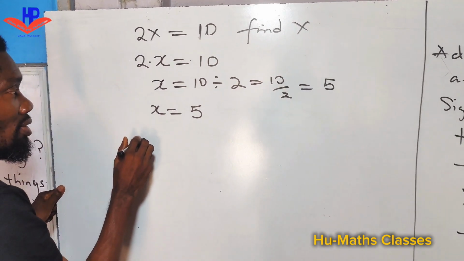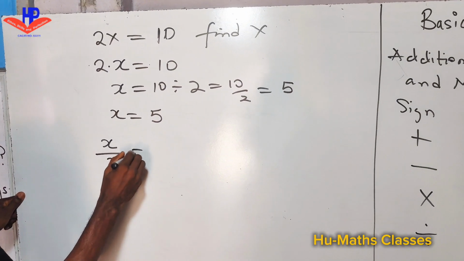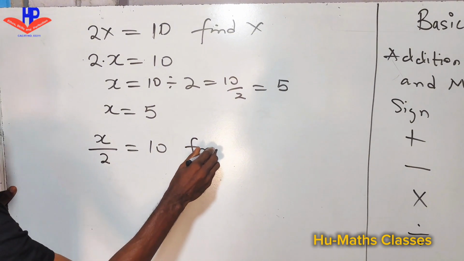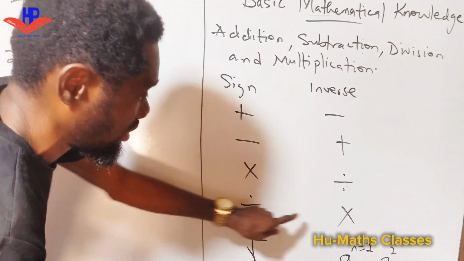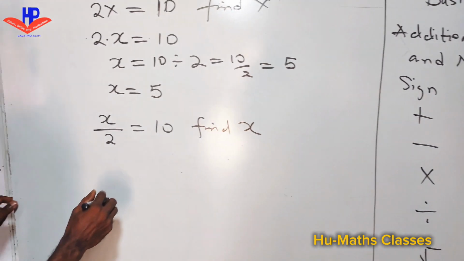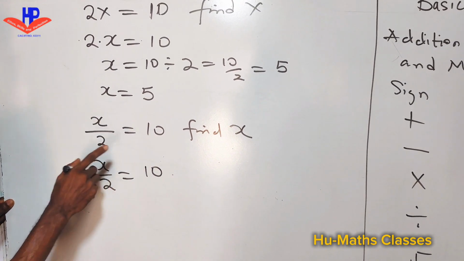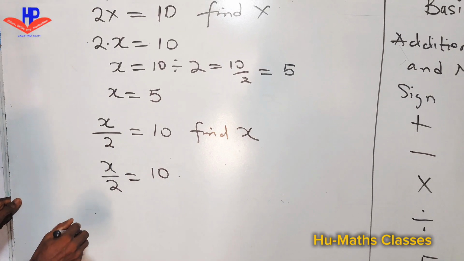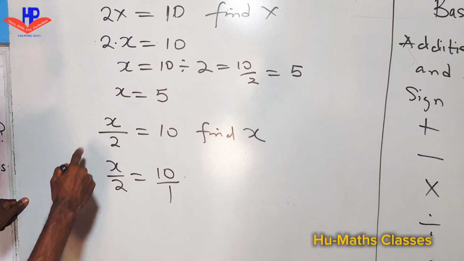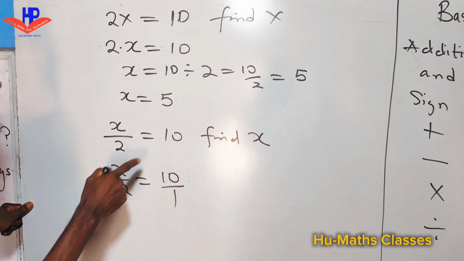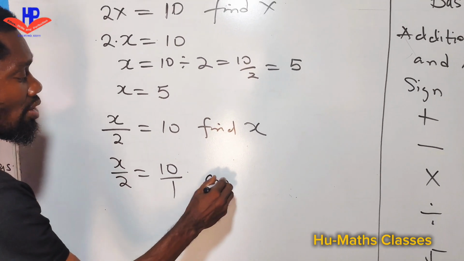And if you have a problem like x over 2 is equal to 10, and you're asked to find x, I said the inverse of division is times. So in that case, x over 2 is equal to 10. I want to express 10 as a fractional number, that would be 10 over 1, to help me cross multiply. I would have done that directly, but for learning's sake, I'm expressing 10 as a fractional number, which is 10 over 1. So I'll be cross multiplying right now.